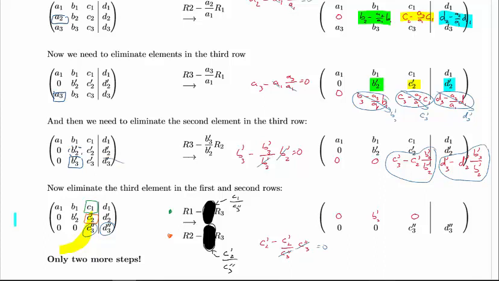And of course, we're going to be replacing this element here with D2 prime minus C2 prime over C3 double prime multiplied by the element you see down here, which is D3 double prime.